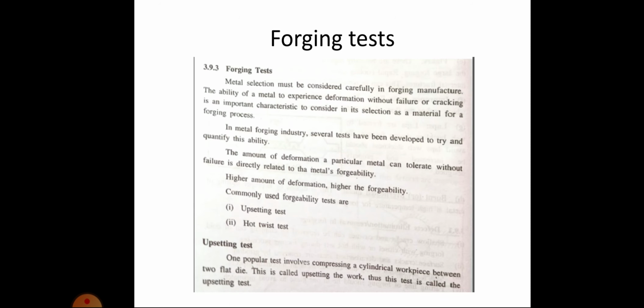Next one is forging tests. There are various tests. Some of them are explained here. First one is the forgeability test. Metal selection must be considered carefully in forging manufacture. The ability of a metal to experience deformation without failure or cracking is an important characteristic to consider in its selection as a material for a forging process. Commonly used forging tests are upsetting test and hot twist test. Upsetting test.